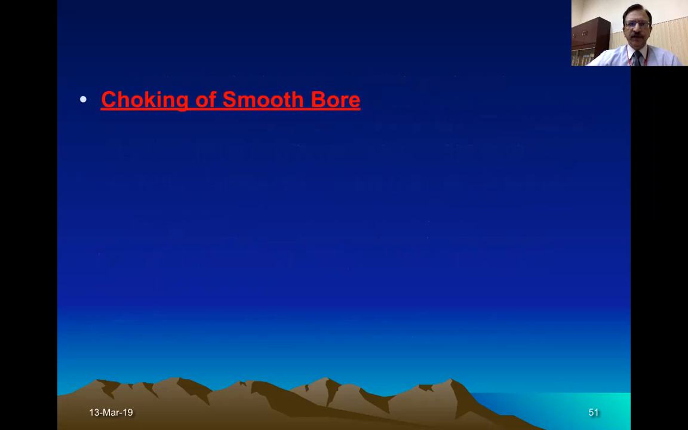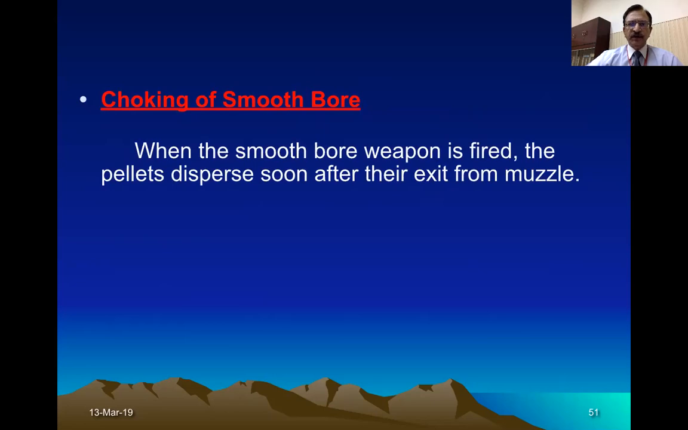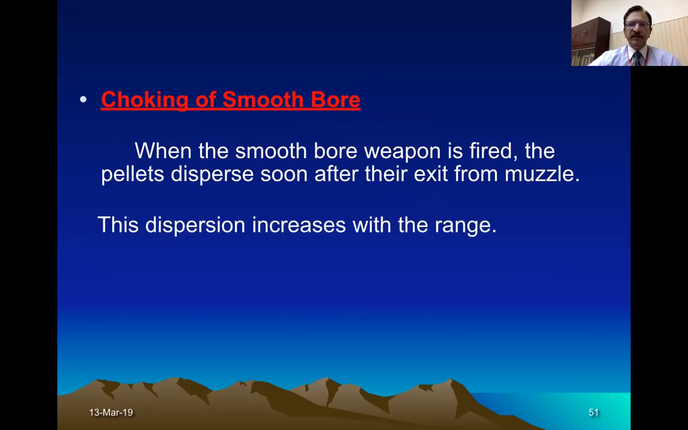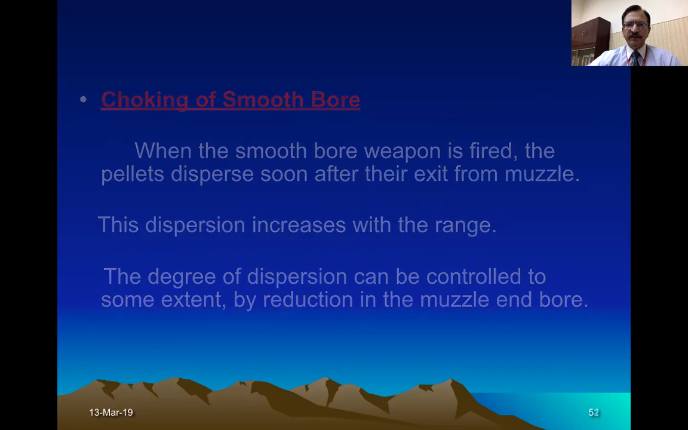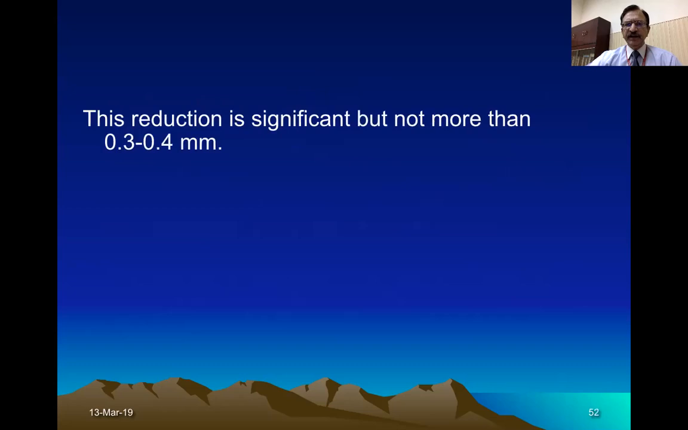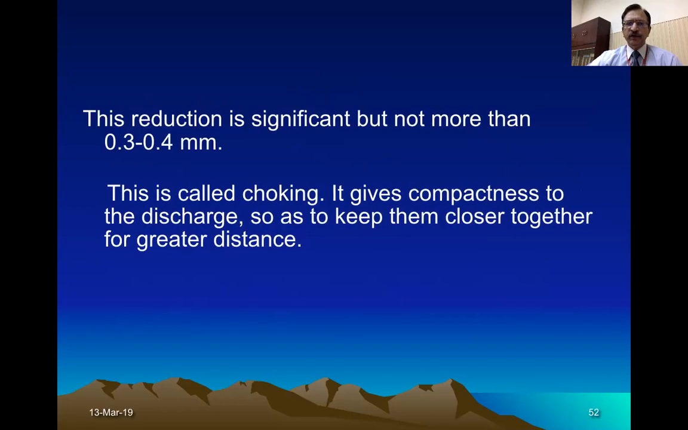Now a little bit about the choking. The smoothbore weapons are choked, that is, there is a slight reduction in the size of the muzzle end. From the breech end towards the muzzle end, there is a slight reduction in the caliber. And this dispersion can be prevented with the help of this phenomenon. So this choking will reduce the dispersion of the charge and they will fly in the air en bloc for a longer distance. The reduction is very negligible, 0.3 to 0.4 millimeter. And this is called choking.